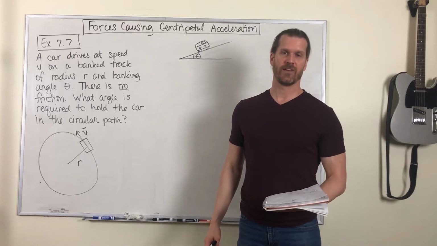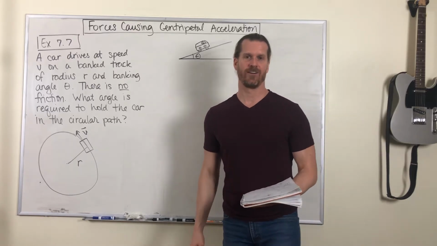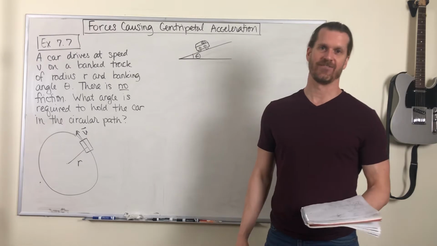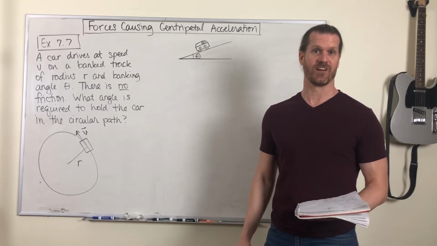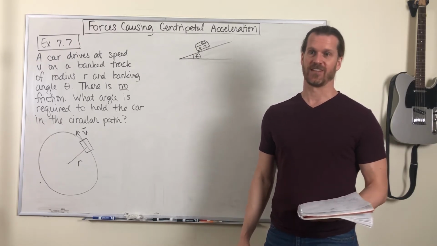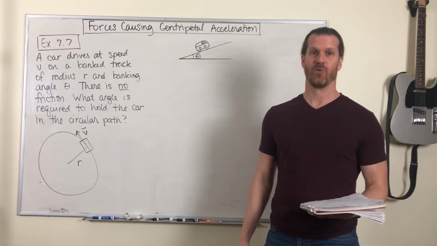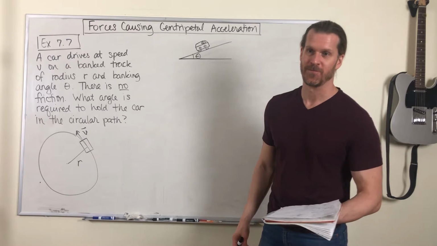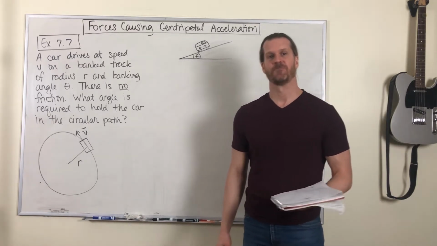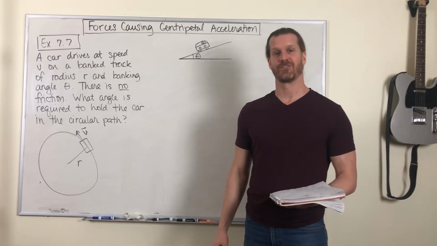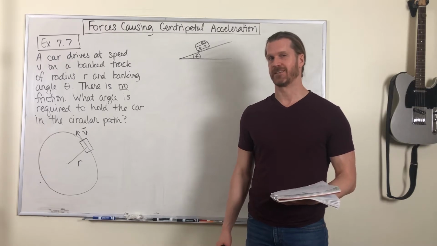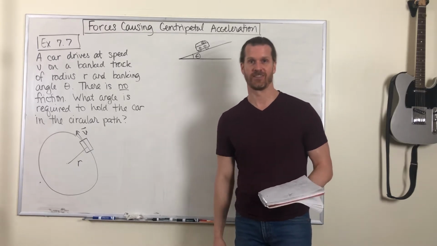Example 7.7. This one's going to require some serious visualization skills and some geometry skills. This is like combining motion on a slope with circular motion. So you might have to spend some time looking at and redrawing the free body diagram that I'll draw in just a second.